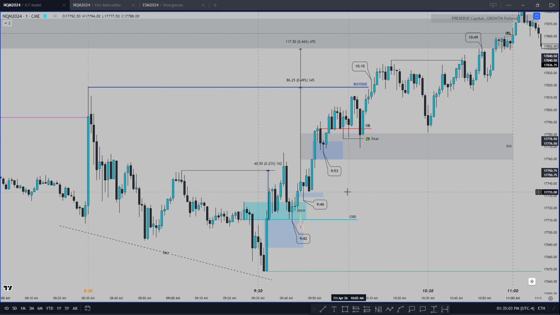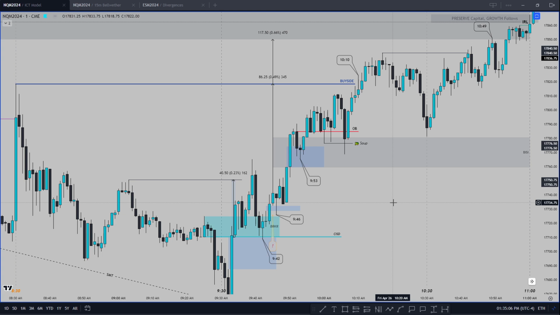Yeah, high probability order blocks. So 2 things I'm looking for. Besides breakers, so breakers will always be high probability.